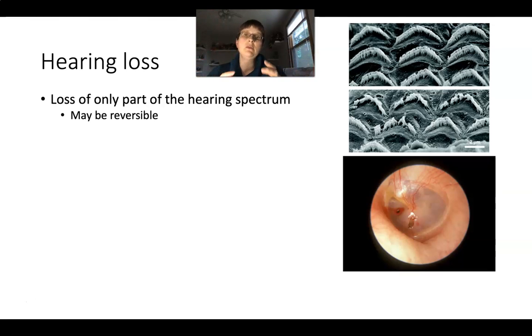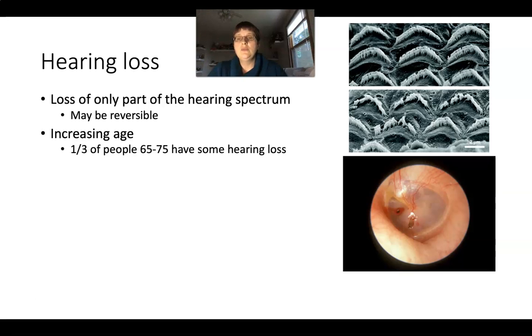And it may be reversible depending on why you lost it. It might be possible to get that part of your range back, just depending on what caused the damage and how the damage was repaired or could be repaired. So a couple of things can cause hearing loss. The most common one is increasing age. As you age, we see more and more people with hearing loss.